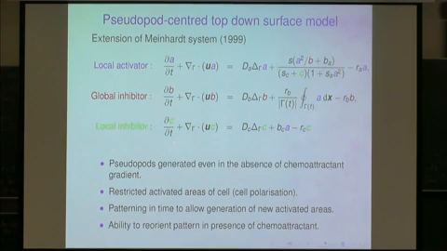Okay, so basically the general hope here was that pseudopods would be generated even in the absence of any chemoattractant. So if S just turned out to be 1 here, we would still have a pattern formation system. We have restricted active areas of the cell. This is due to the global inhibitor. So this is somehow building in the idea of cell polarization. There's patterning in time to allow the generation of new activated areas so it doesn't fall into a steady state. And the ability to reorientate in terms of a signal comes in through this term S.